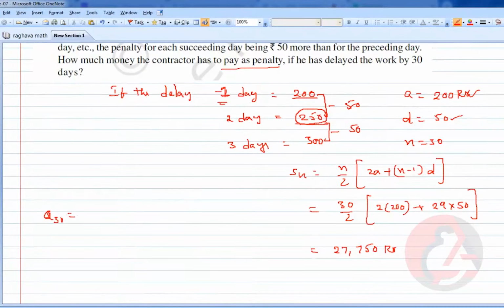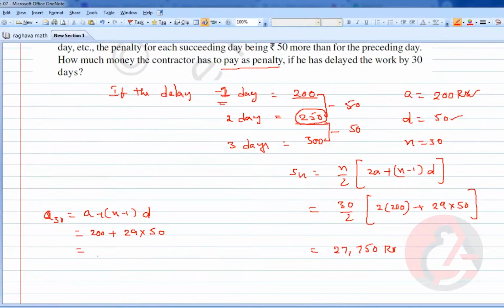I think the previous answer found by someone, which was already discussed with me, is A30. That means how much penalty he will get on the 30th day. A30 will be equal to a plus n minus 1 into d. That will be 200 plus 29 into 50. 3,150 is coming. That is only for the 30th day.